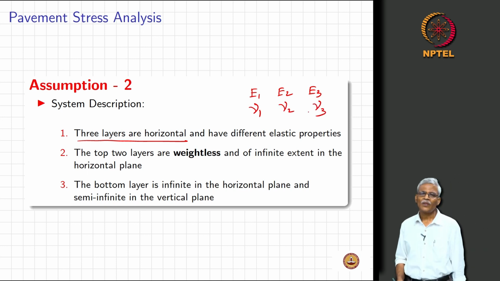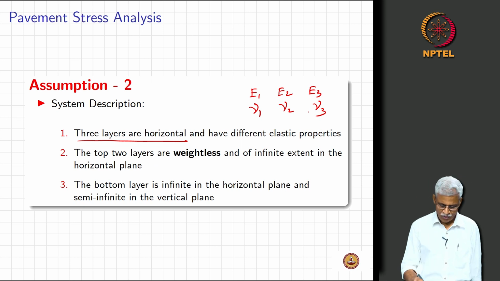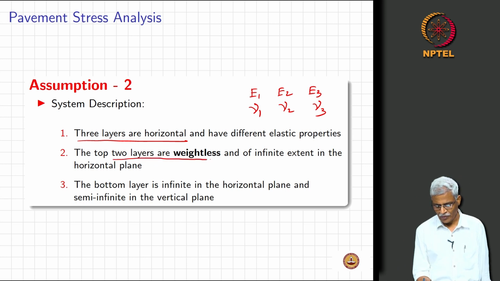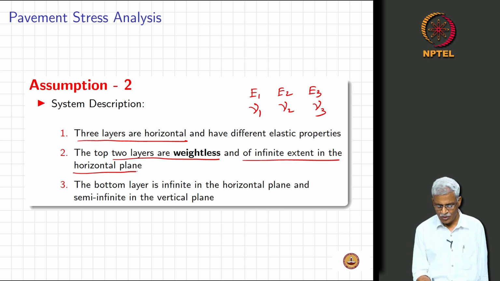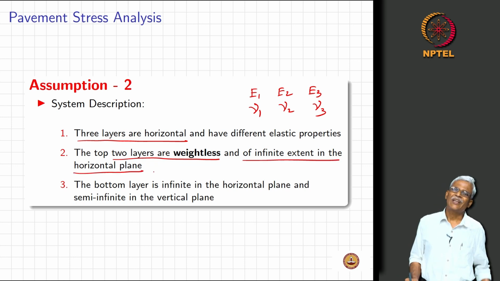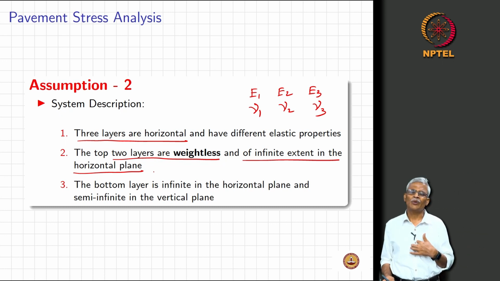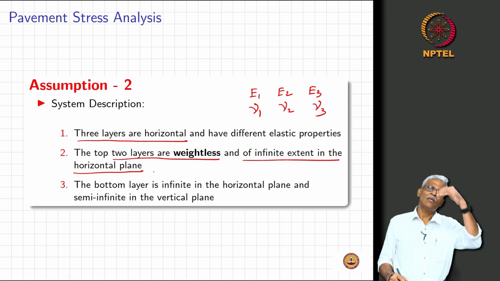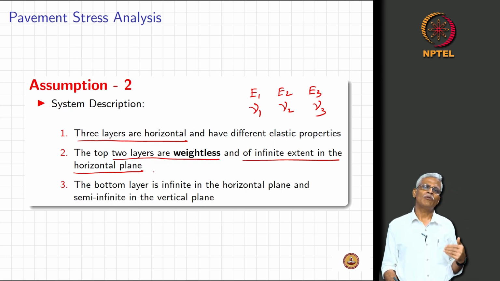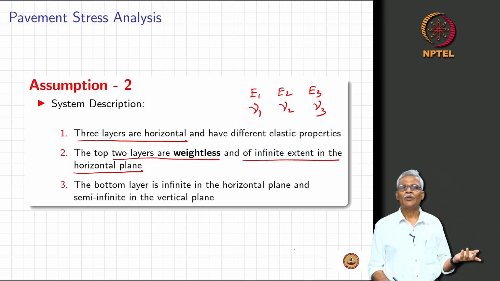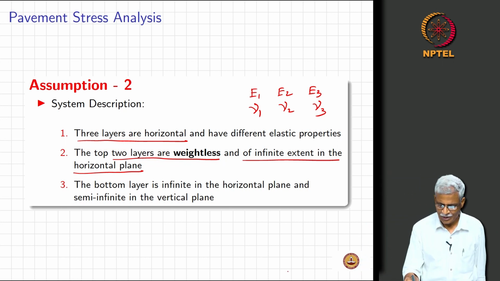And then we are also going to assume that the top two layers are weightless and of infinite extent in the horizontal plane. Okay. So, when I say weightless, what I am trying to do is I am going to assume that the self weight of these two layers are not going to influence the modulus value of the third layer. I mean, if you actually think about it, you will say is that correct.